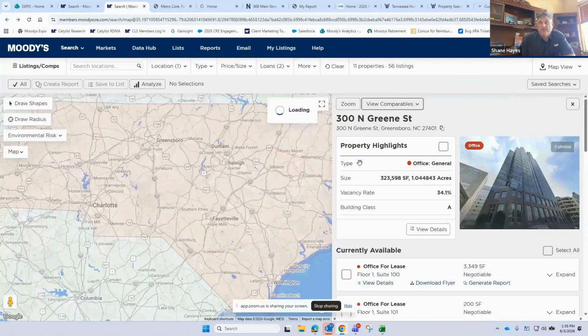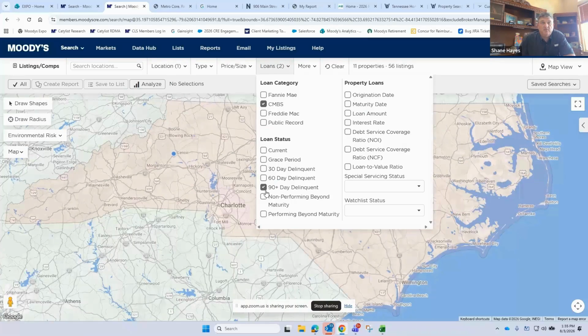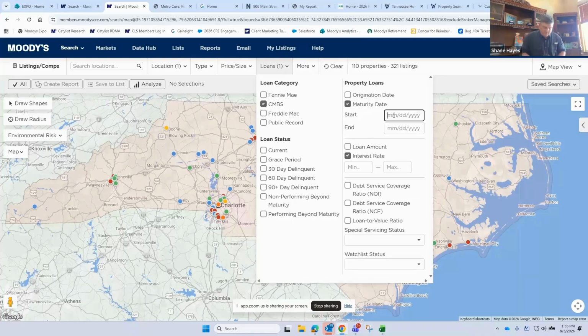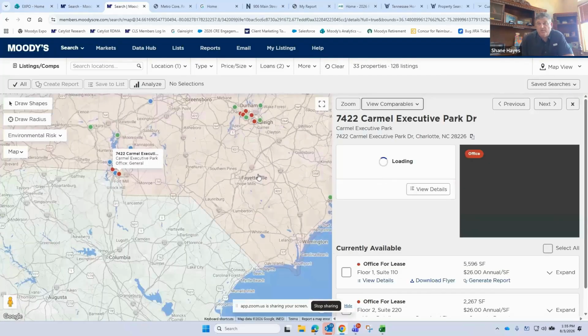Then you can also come in here and do something very similar, where you look at the interest rates and the maturity dates. Maybe you put 12, next year, and then you want to see a max interest rate of 4%. And we'll see how many of those are out there. So then you can come in here and see all the loans that are maturing in the next little over a year. So I'll just open up this one.